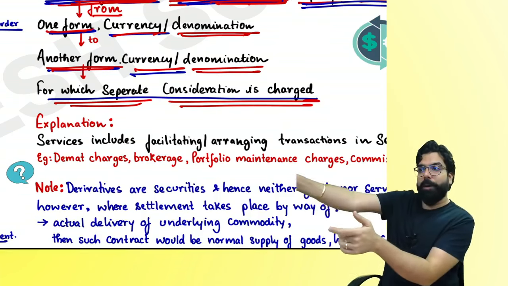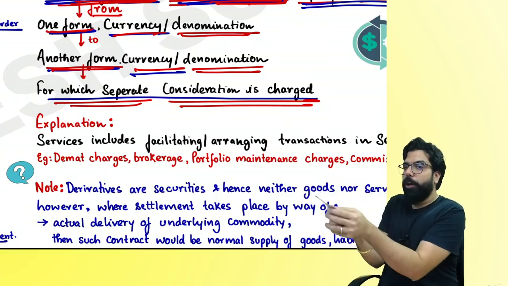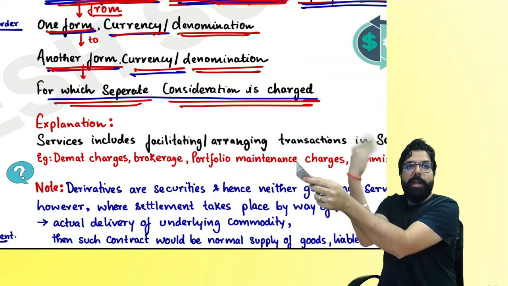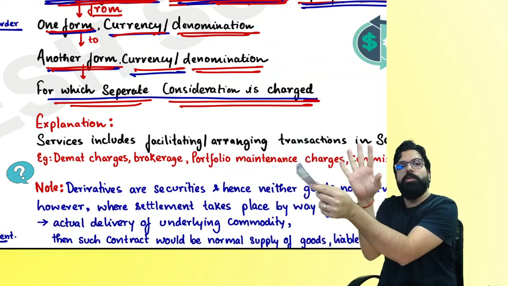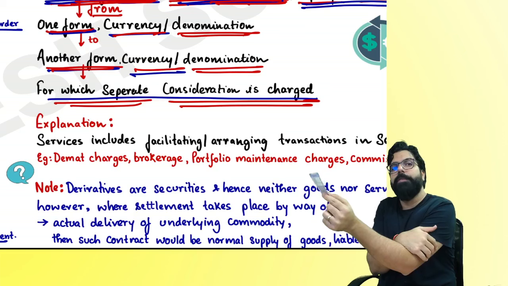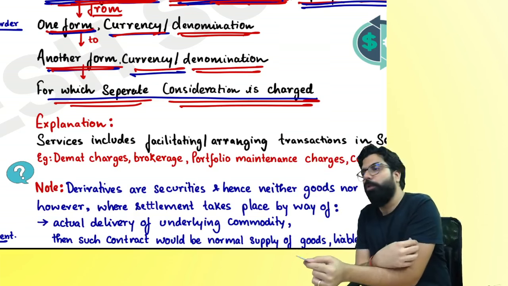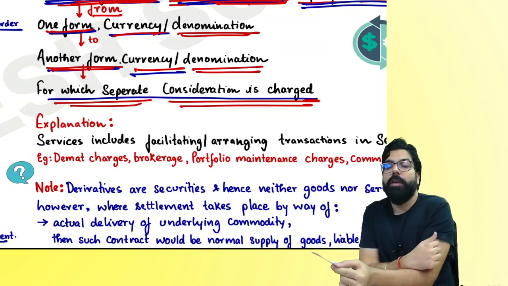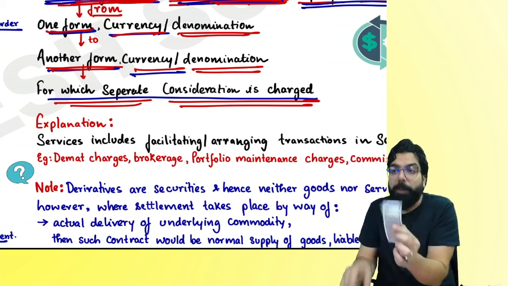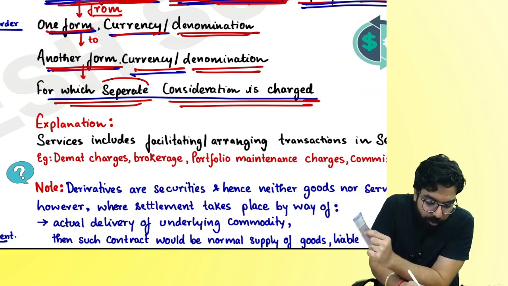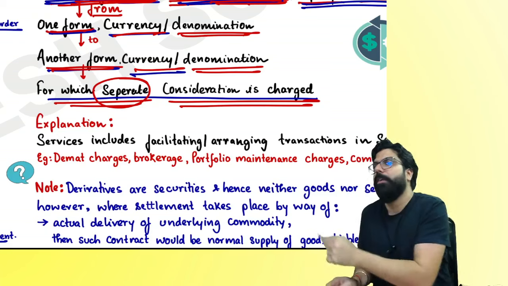I went to the shopkeeper. I told uncle, take this 2000 rupees note. He gave me one hundred 20-rupee notes. He did not charge me anything extra. Has he given me a service? Yes or no? Louder, everyone. No. Because you have to remember one thing: there has to be a separate consideration which is charged.